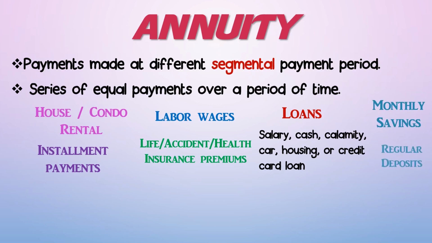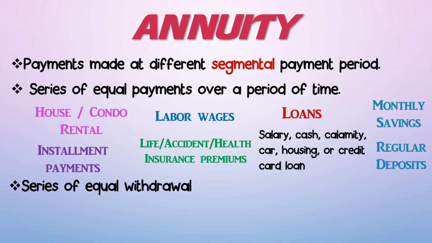You can also have monthly savings. For example, you have a piggy bank at home and you deposit into it every day, 10 pesos, or weekly, or monthly. Or regular deposits in your bank account. For example, 1,000 a month. So those are types of annuities.